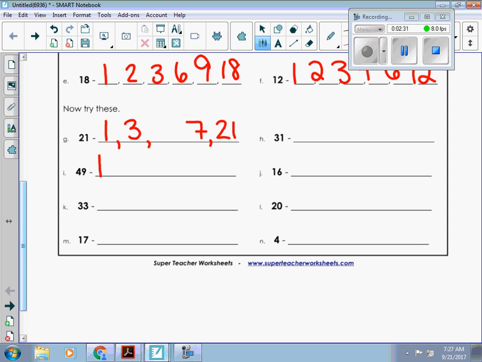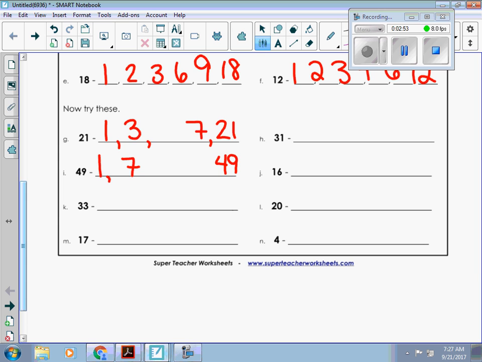For 49, I have 1 and 49. It's odd, so 2 won't work. I'm thinking about 3, it won't work. 4 doesn't work. 5 doesn't work. 6 doesn't work. So the only other factor is 7 times 7, and I only need to write the number once. And since I found a double, it means I'm done with that one.